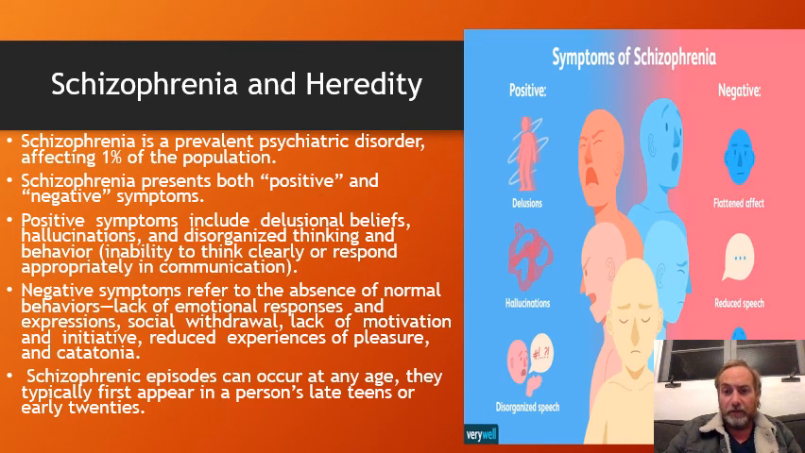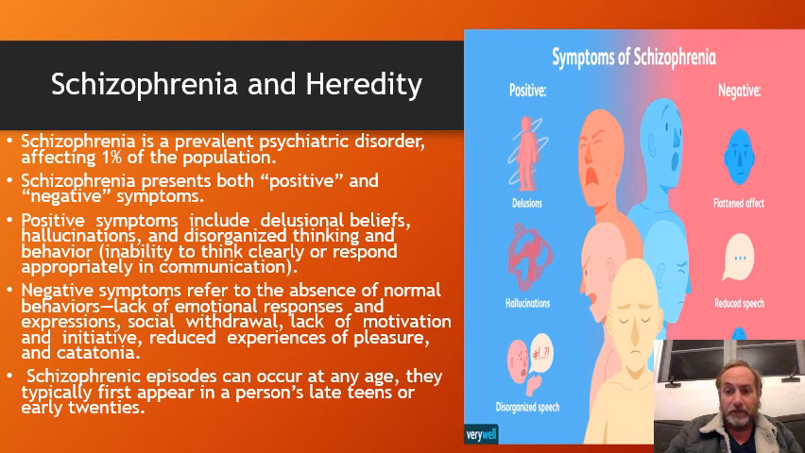So for the first model, we are going to use a study of schizophrenia and heredity. Schizophrenia is a prevalent psychiatric disorder. I'm almost certain all of you have heard of it, right? It affects about 1% of the population. It's diagnosed using both positive and negative symptoms.